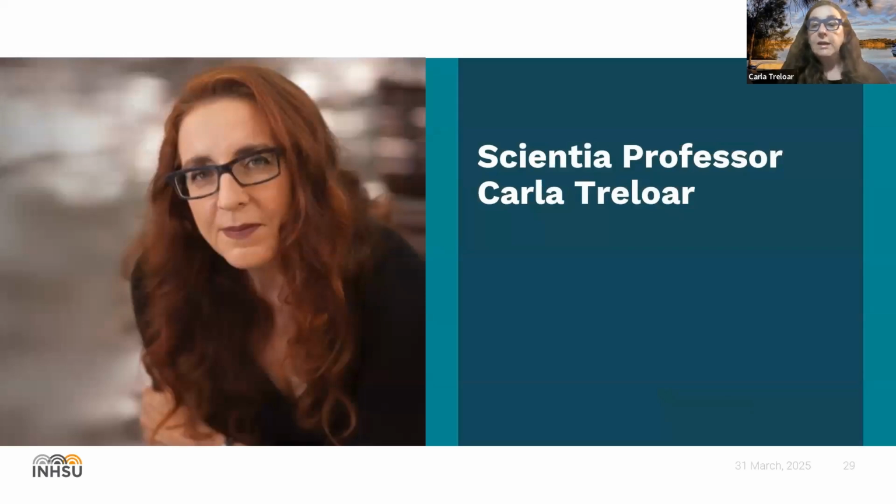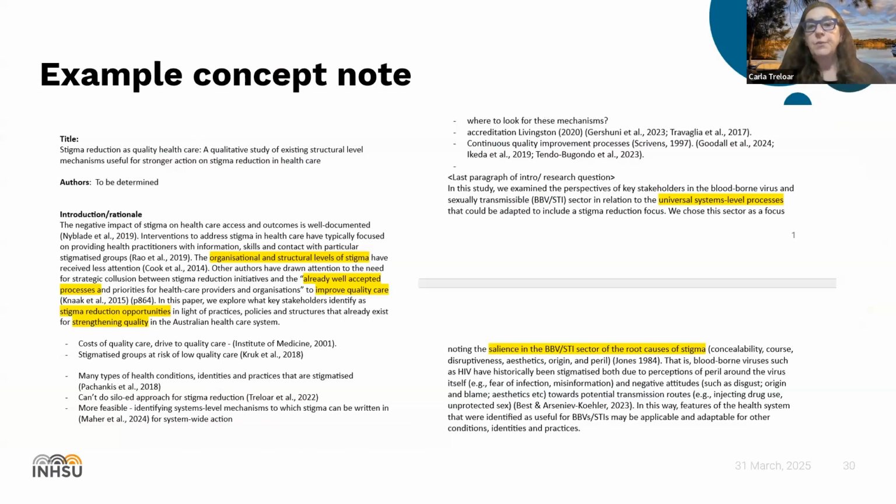So I'm going to talk a little bit about qualitative research, which is my expertise. And of course, most of the things that Jason has already said hold true. But when we're talking about a qualitative concept note, there are a few differences to bring out. So I've put up an example of a paper that I'm working on right now. And when we're looking for qualitative research, we're looking for theoretical concepts or frameworks that are going to structure the analysis and presentation of the data. So the topic, as you can see, is the proposed title, Stigma Reduction as Quality Healthcare, a qualitative study of existing structural level mechanisms useful for stronger action on stigma reduction in healthcare.